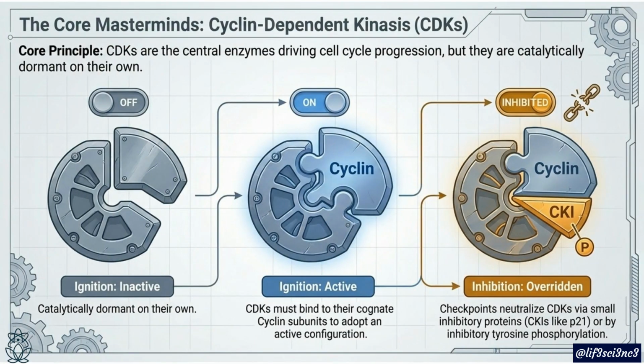Cyclin-dependent kinases, or CDKs, are the core masterminds of the cell cycle. They are inactive on their own, but become active when bound to cyclins. Checkpoints override this activity using inhibitory proteins like P21.